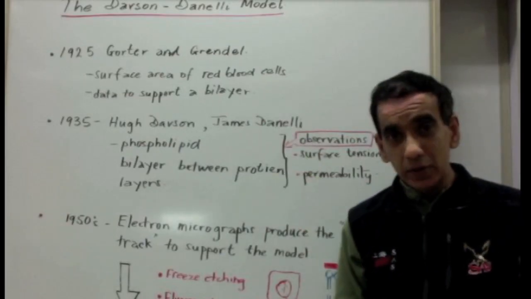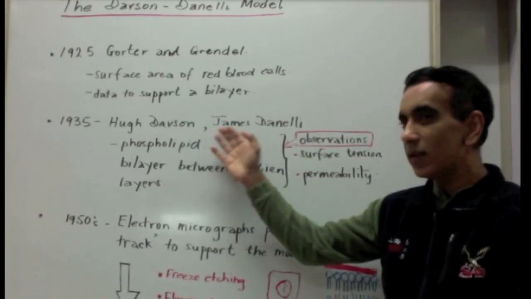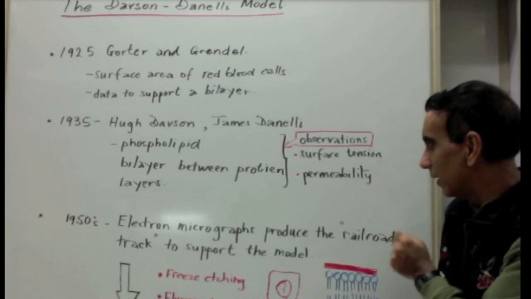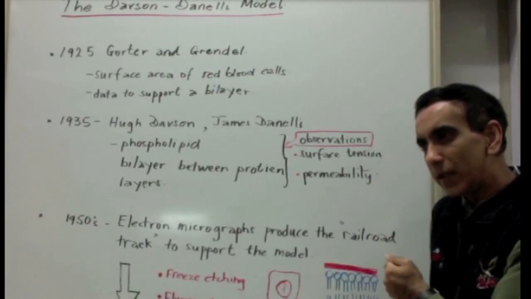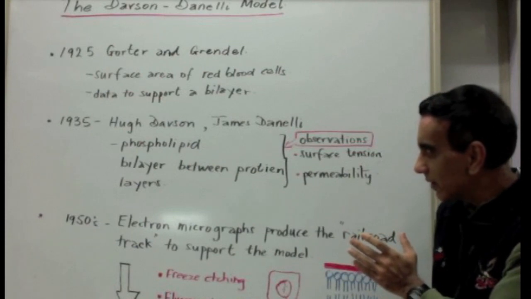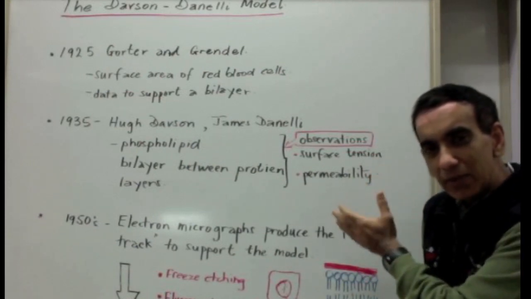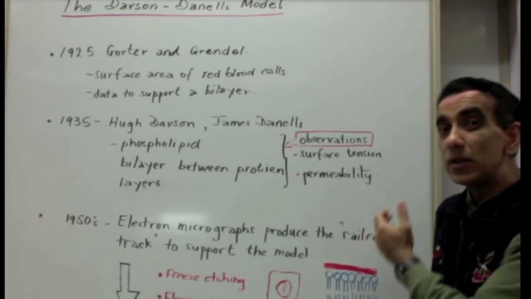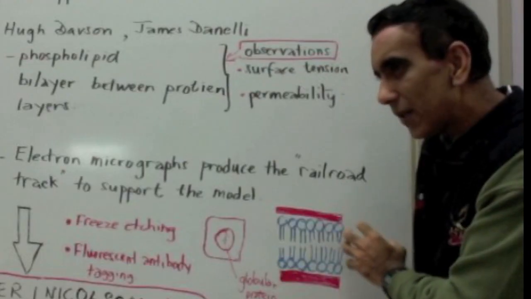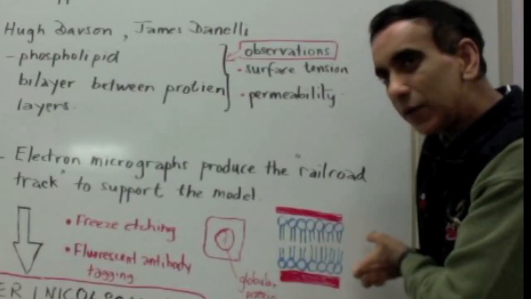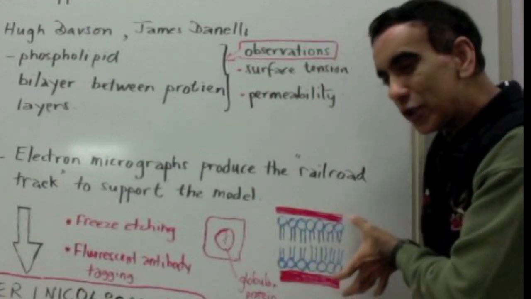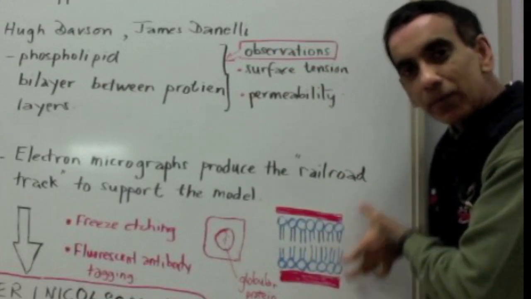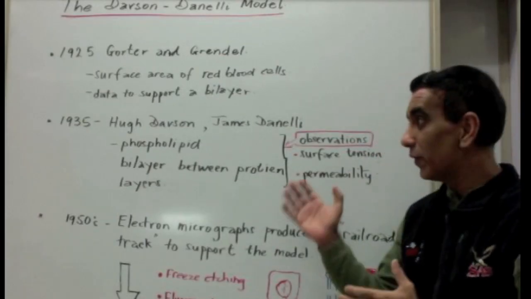Soon after the work of Gorter and Grendel came the work of Davson and Danielli, and they examined the surface tension of the cell membrane, and they examined the permeability of the cell membrane. Based on the nature of the cell membrane surface, its surface tension, and the kinds of substances that were allowed to enter or not allowed to enter the cell, they proposed that the cell membrane was not just a phospholipid bilayer, but a sandwich type model with the phospholipid bilayer sandwiched between two layers of protein. And at that time there was no evidence to refute such a model.